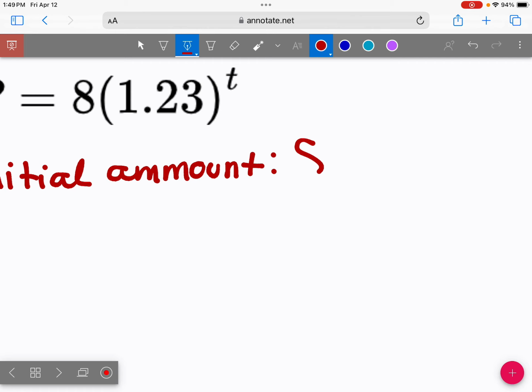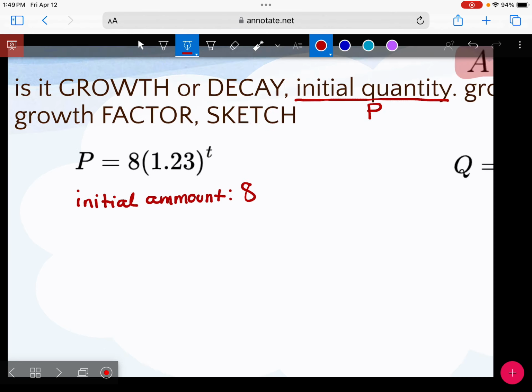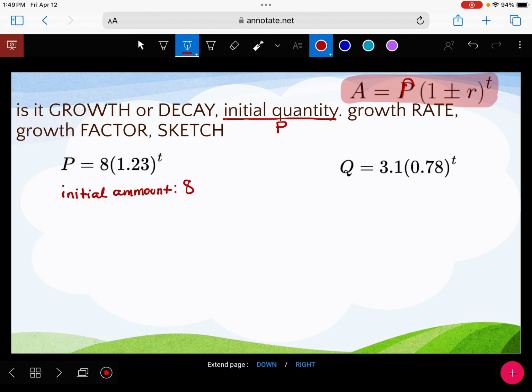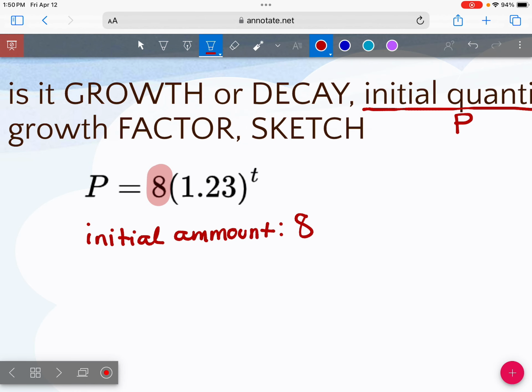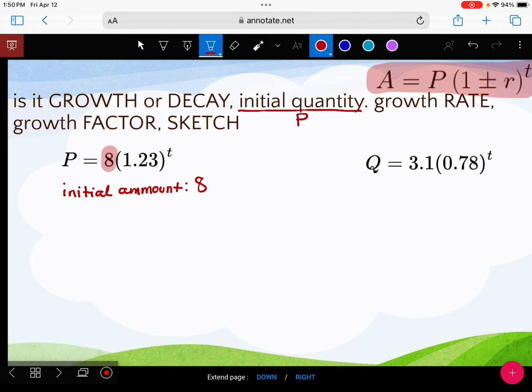8. Our initial amount is our principal. It's the guy in front. That is not helpful. So it's this piece right here. I'm going to erase this highlight so I can color code things. So my principal is my initial quantity, my initial amount.